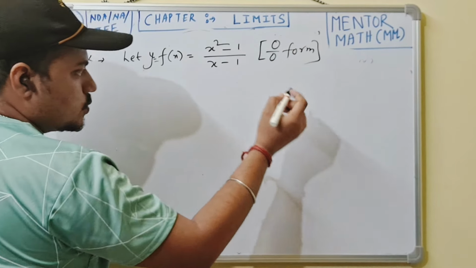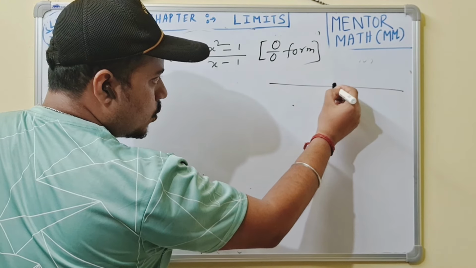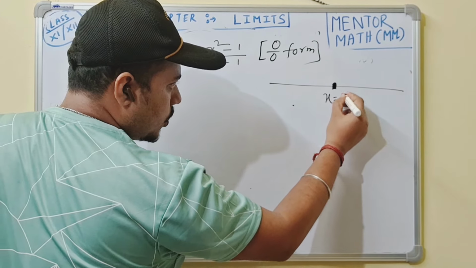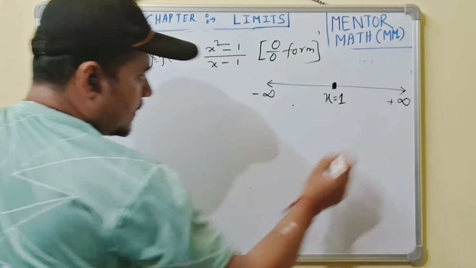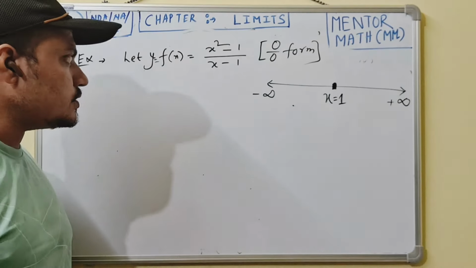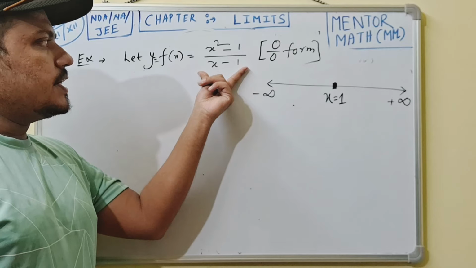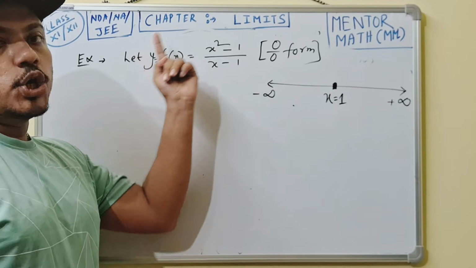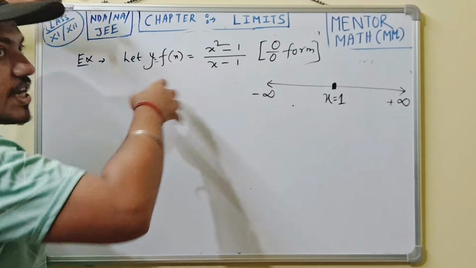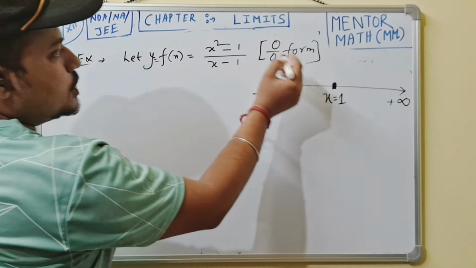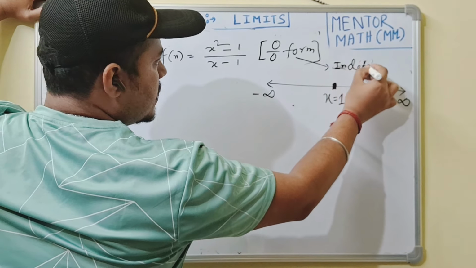Here, if I put 1, we have to observe that particular point x equal to 1 on the number line. You can draw it like that way, plus infinity. If I put 1 here, you can see that the denominator becomes 0, which means the function is not defined. So that's why this form is an indeterminate form, because it gives 0 by 0 form, that is undeterminate or indeterminate form.